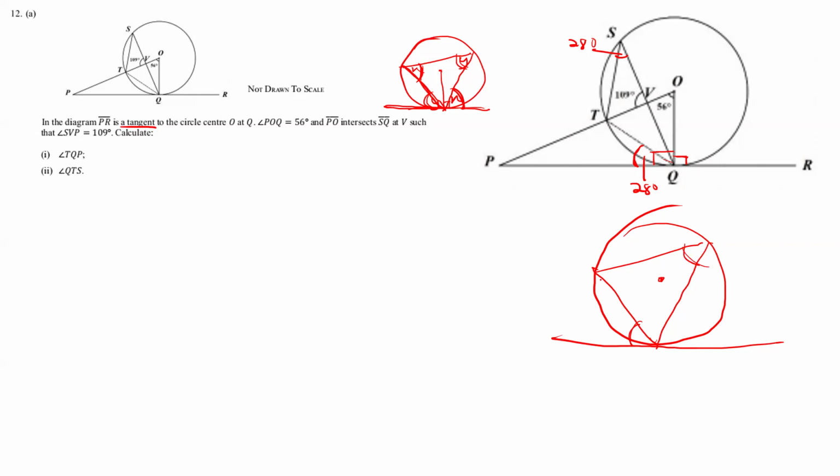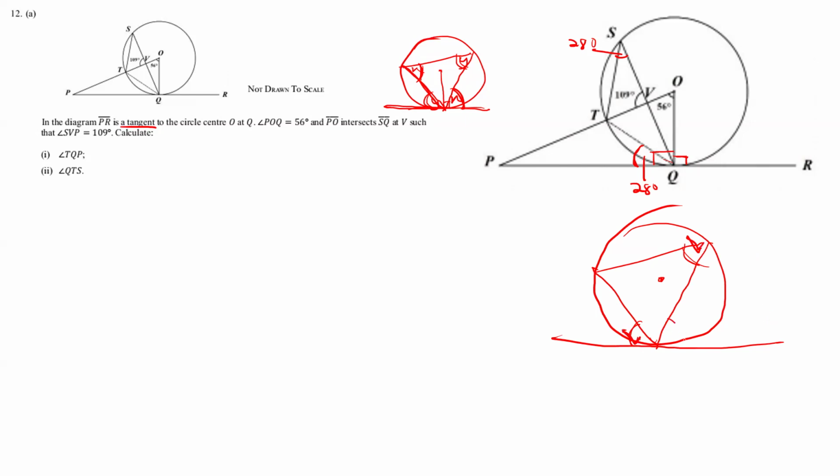Because this is the angle between the chord and the tangent, it should be equal to the angle that the chord makes at the circumference. So this chord is making this angle at the circumference. If I know this angle, I know this angle. If I know this angle, I know this angle.